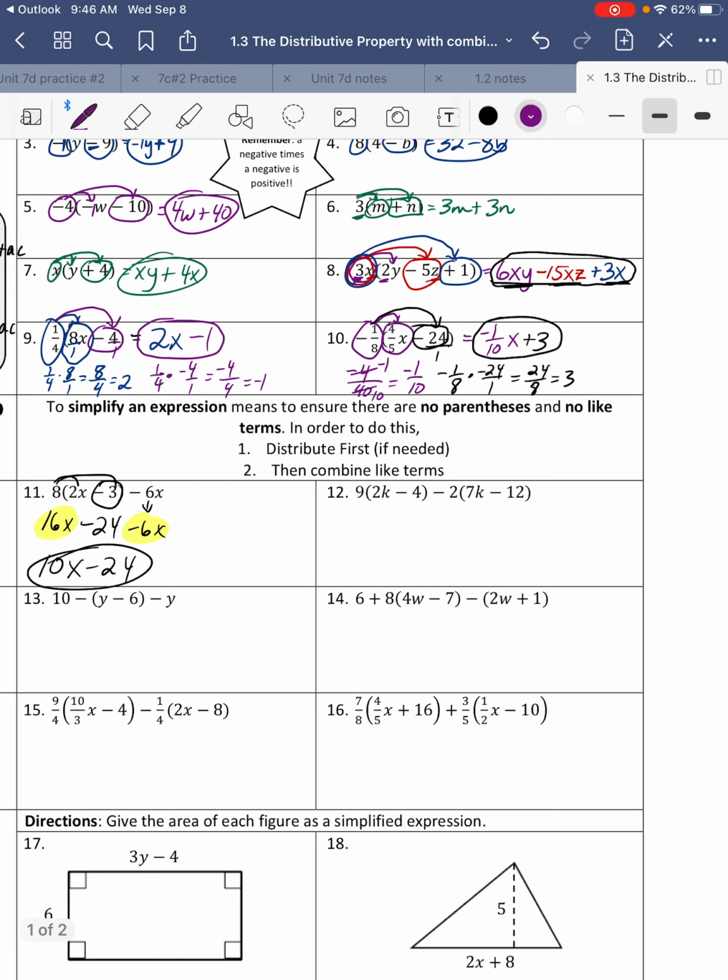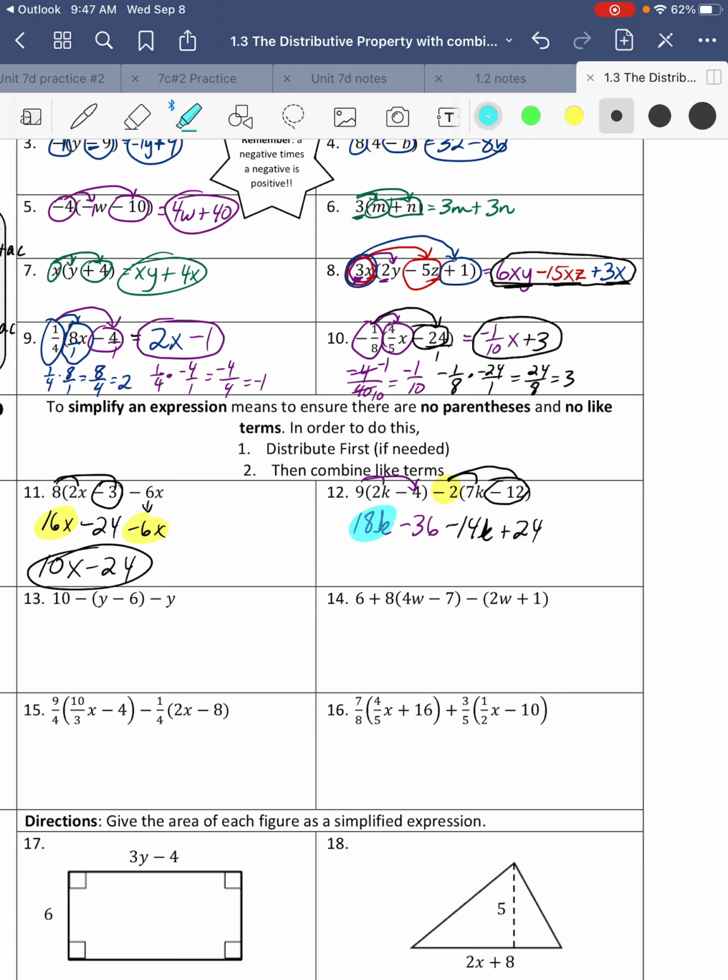Number 12, we've got a couple different things to combine here. So get your like terms. 9 times 2k is 18k. 9 times negative 4 is negative 36. Bring this negative. Always be careful with that. Negative 2, we're going to distribute that. Negative 2 times 7k is a negative 14k. Negative 2 times negative 12, 2 negatives multiplied to a positive, 24.